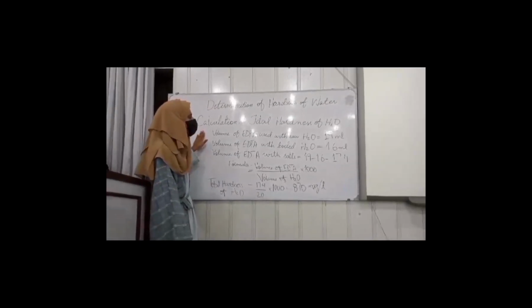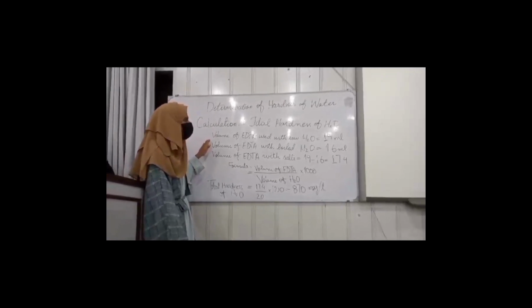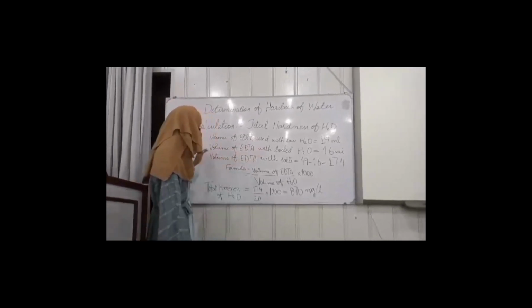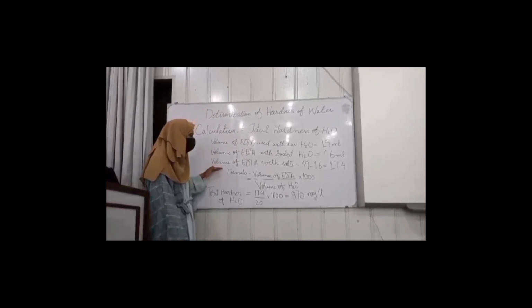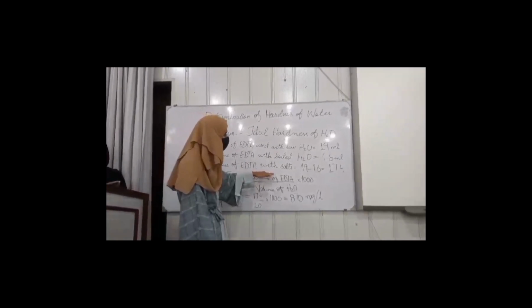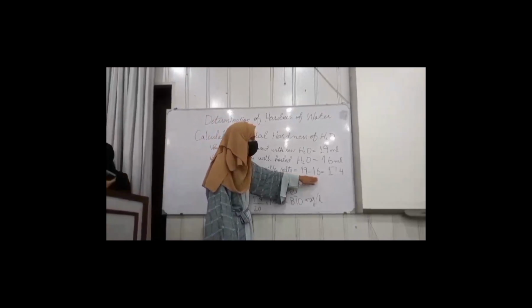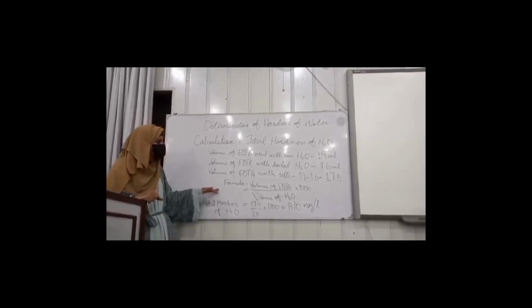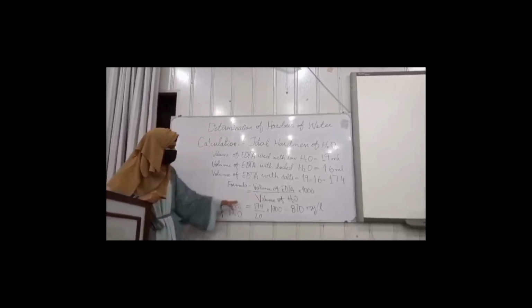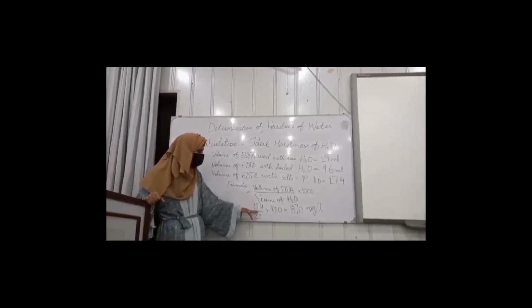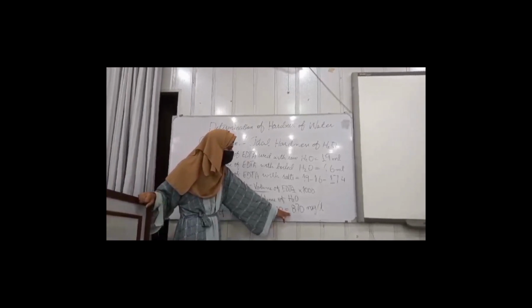Calculation for the determination of total hardness of water. The volume of EDTA used with raw water is 19 ml. Volume of EDTA with boiled water is 1.6 ml, and the volume of EDTA with salts is equal to 19 minus 1.6, which is equal to 17.4. Formula: the total hardness of water is equal to volume of EDTA over volume of water multiplied by 1000. The total hardness of water is equal to 17.4 divided by 20 multiplied by 1000, and the answer is 870 milligram per liter.